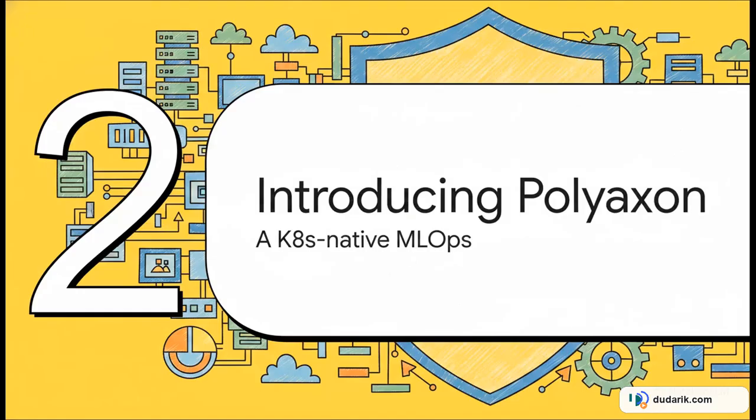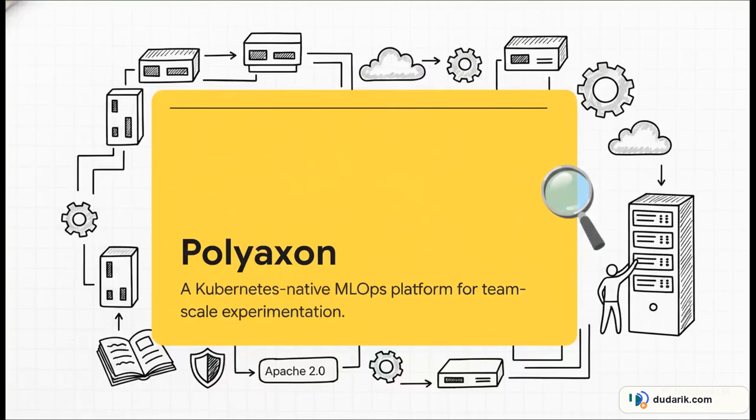Moving right along to Section 2, Introducing Polyaxon. There is actually a way out of the Wild West. Enter Polyaxon. It's a Kubernetes-native MLOps platform built specifically for team-scale experimentation. Right now, it's on version 2.15.1 and it's open-sourced under the Apache 2.0 license. The fundamental magic here is that it deploys straight onto Kubernetes and turns your raw compute hardware into a shared, scheduled, and best of all, fully auditable resource.